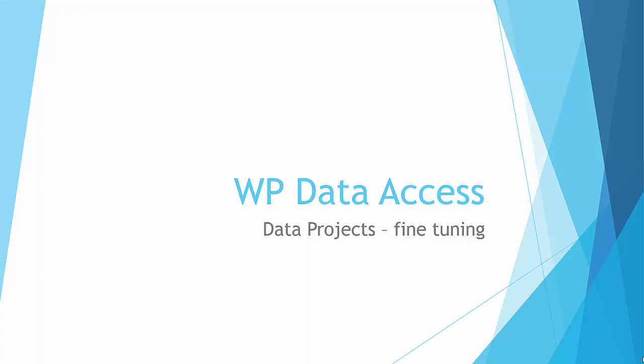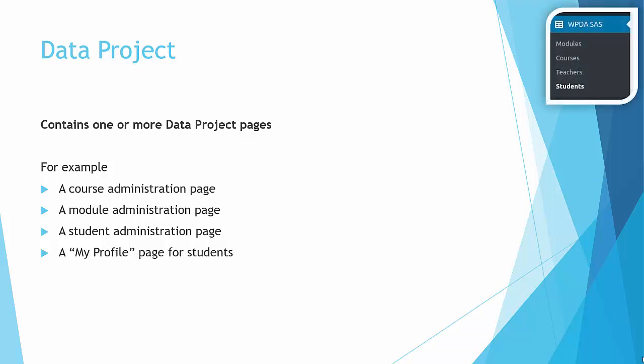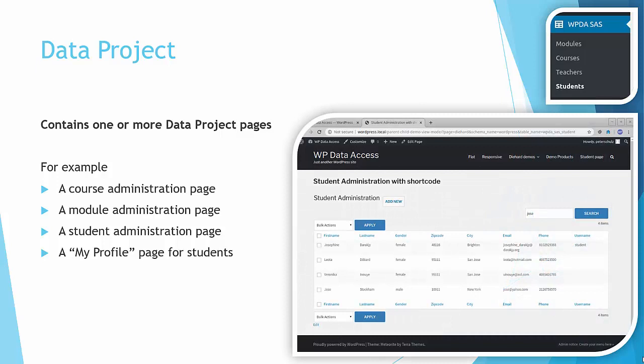In this video tutorial, I will show you how you can fine-tune a data project. A data project contains one or more data project pages. A page could be, for example, a course administration page or module administration page. If you use the data projects tool within the dashboard, the data projects tool can generate a menu for you. You can also display data project pages on your website.